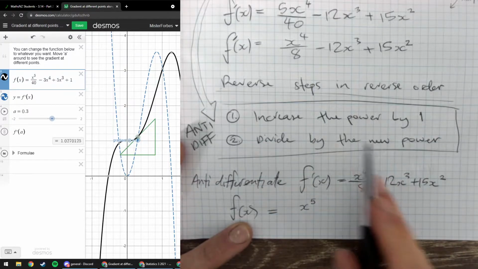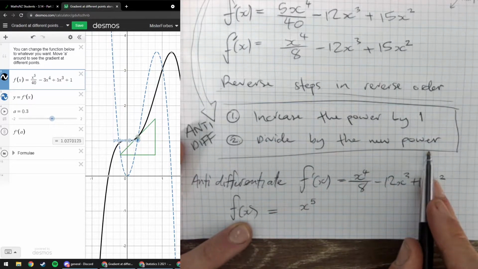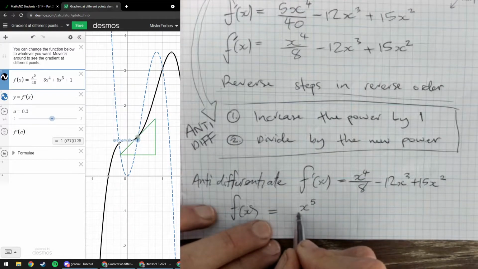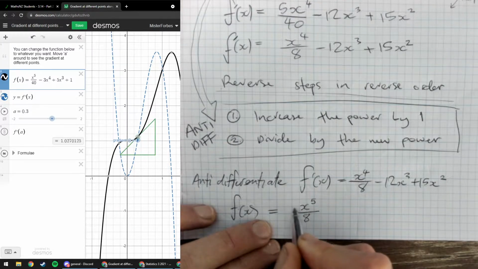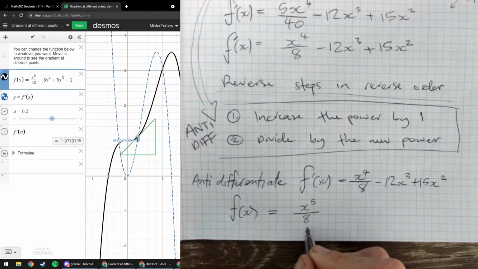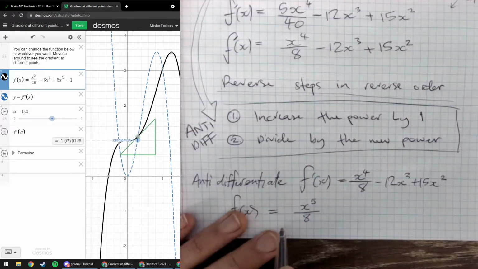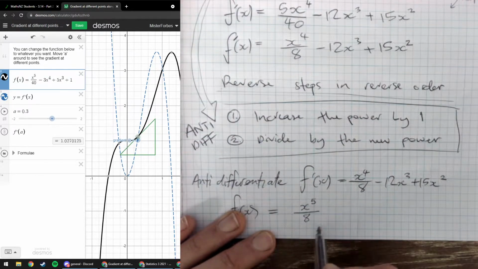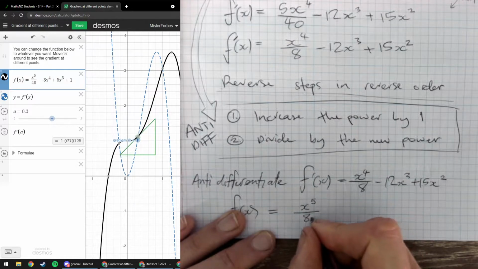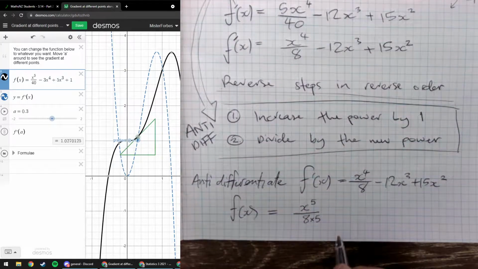And then we're going to divide by the new power. So we're going to have to divide this, so it's over 8, divided by 5. We could do a big fraction and write over 5 here, but instead I'm just going to do times 5 on the bottom of the fraction to save some time, because it's doing the same thing in maths.